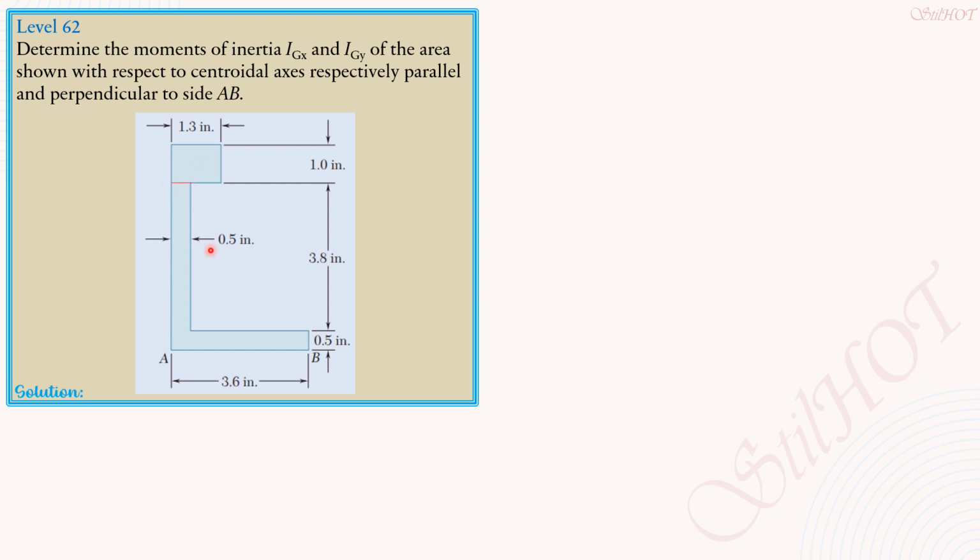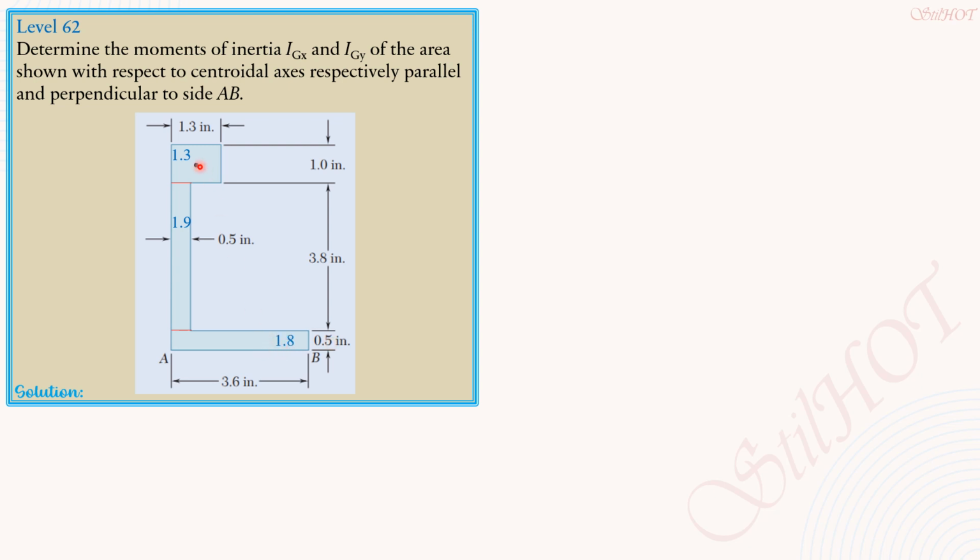So we have area 1. This is the other division. So we have three different rectangular areas. The area of the first is 1.3 times 1, so 1.3. This is 0.5 times 3.8. This is the centroid. So the area here is 1.9. This is 3.6 times 0.5, so the area is 1.8.